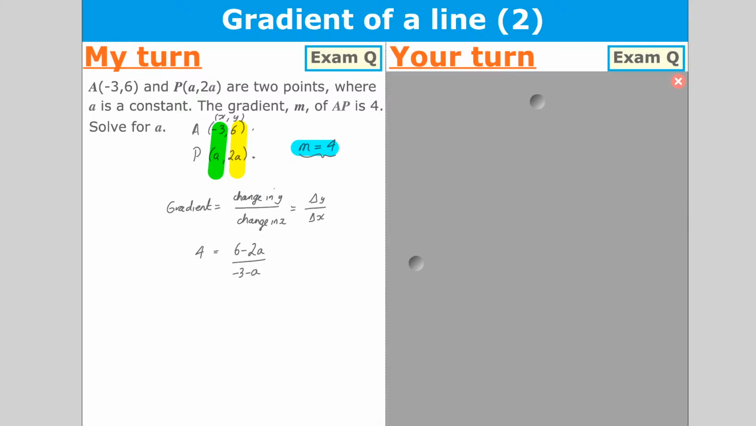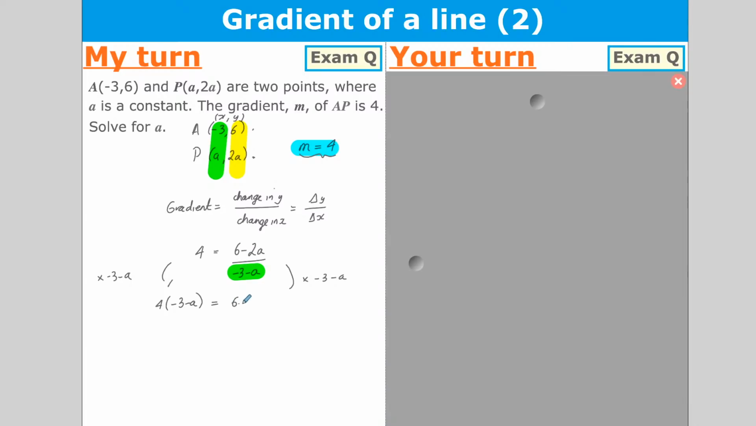Now this is where it gets a bit tricky, right? You've got to have your wits about you here. This denominator, I want to get rid of it. And so what I'm going to do is multiply both sides by -3 subtract a. Like that. So keep that 4 here and put a bracket, -3 subtract a, is equal to, if I multiply the right by that, the denominator just vanishes, or you just get 1 on the bottom.